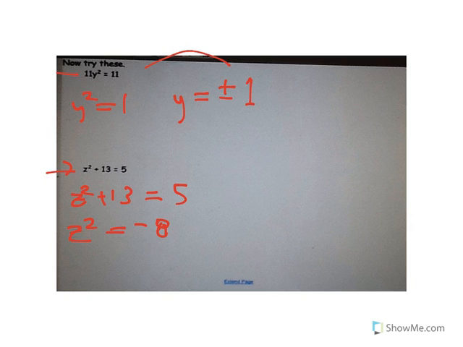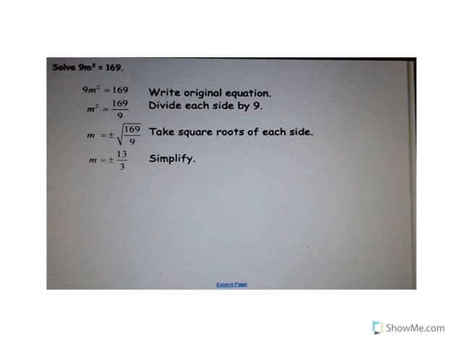So in this case, when you take the square root of z squared, you're going to end up with z equals plus or minus the square root of negative 8, and that just won't work, so there's no solution. No solution there. So a little bit more complexity here.